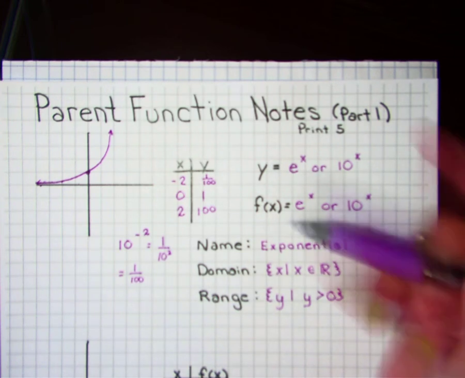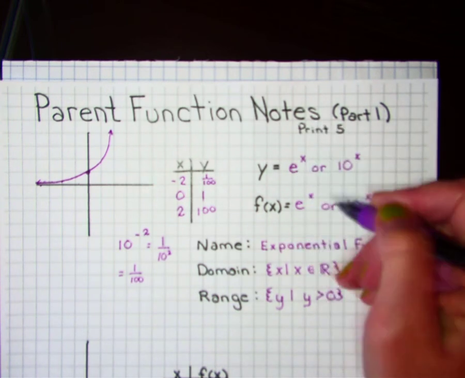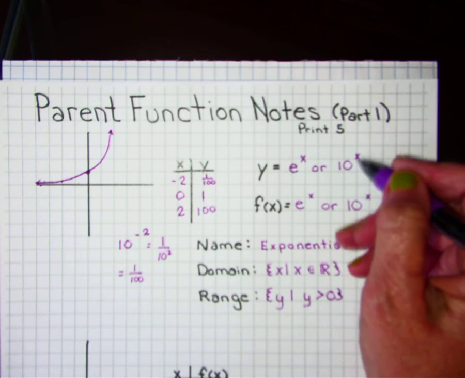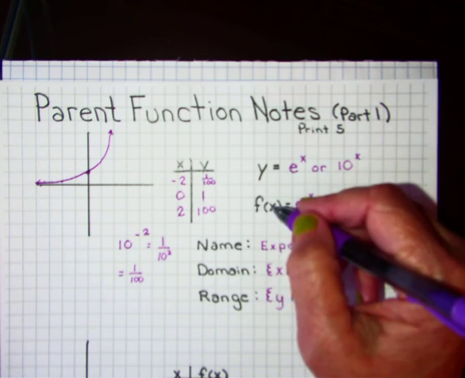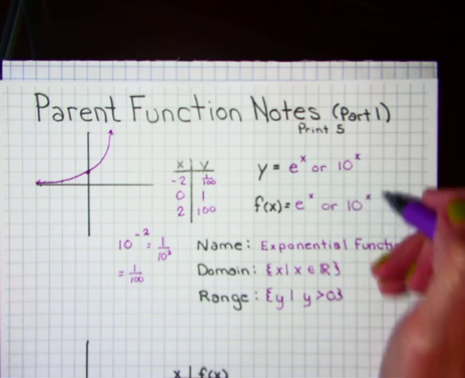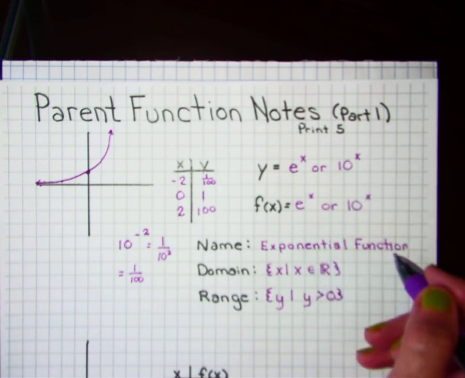The exponential function is generally written e to the x. It is sometimes also written 10 to the x. It's used a lot in sciences. And so our f of x would just be e to the x or 10 to the x. This is called an exponential function.